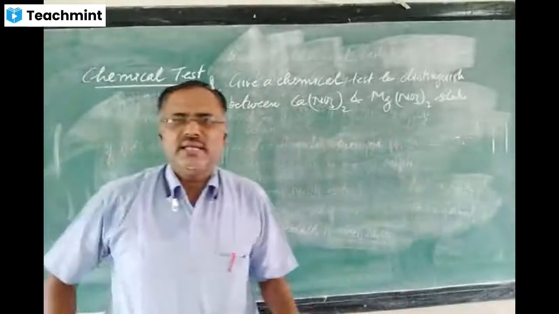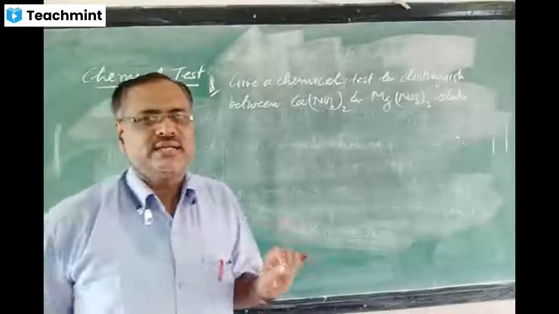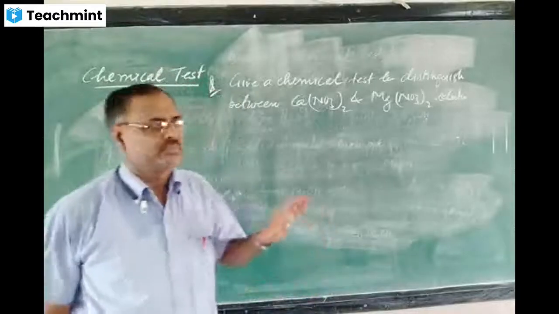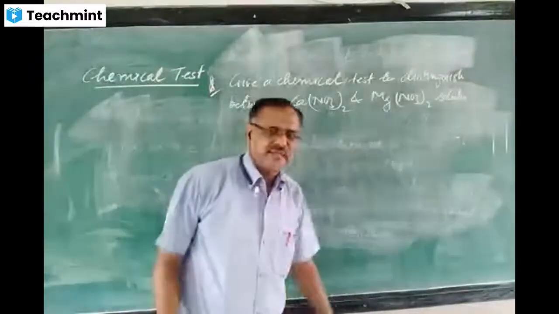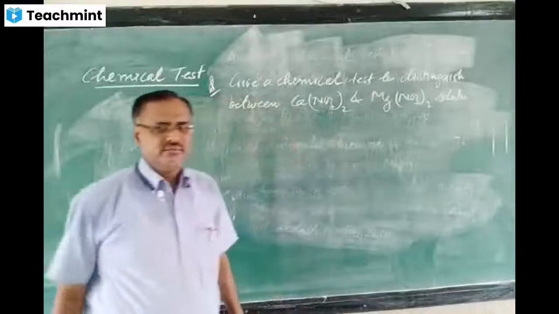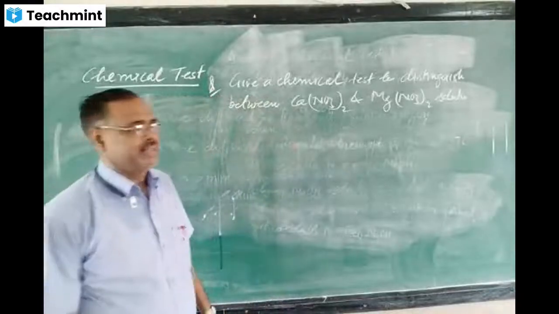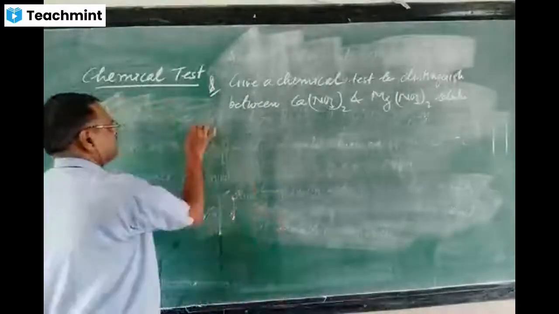dull white precipitate. And if you are using sodium hydroxide, then there will be a problem because in both cases, a white precipitate is formed. So the best reagent is ammonium hydroxide. So the answer you can write.